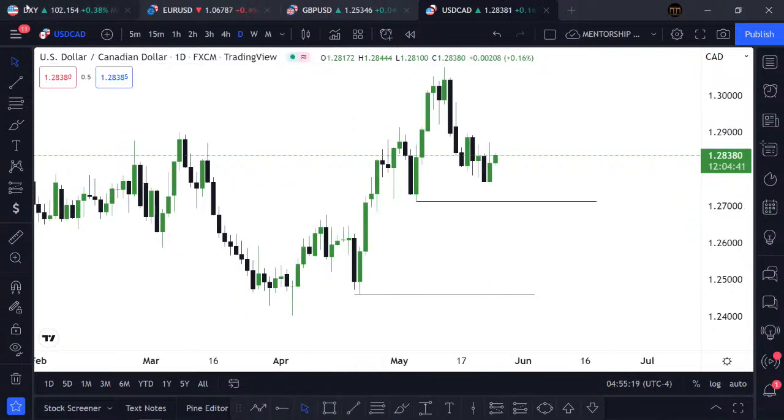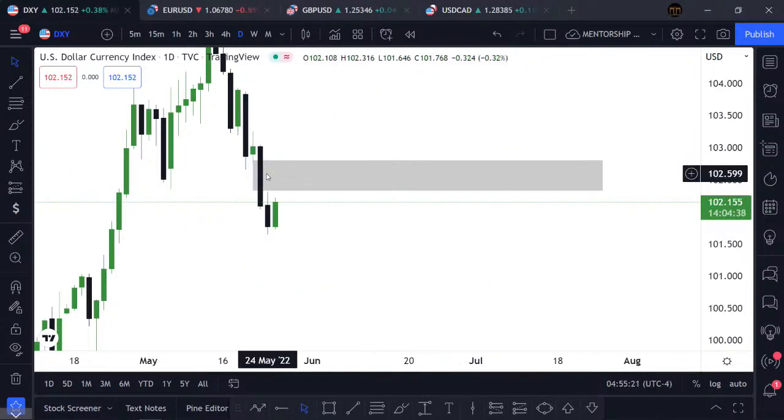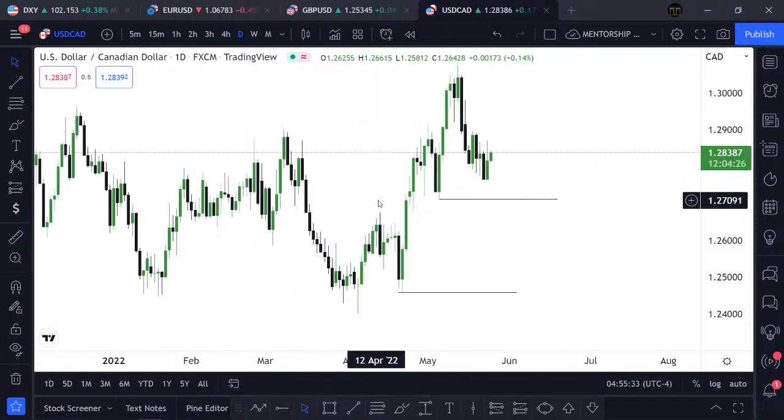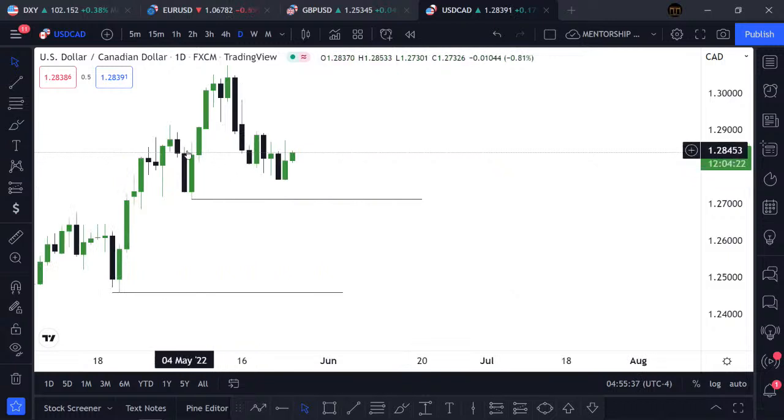As soon as the dollar trades in this area of inefficiency or the imbalance here, or as soon as it comes back here to reprice, I'm looking for opportunities to go short. Now, this is not an institutional candle on a daily, it's not an order block.